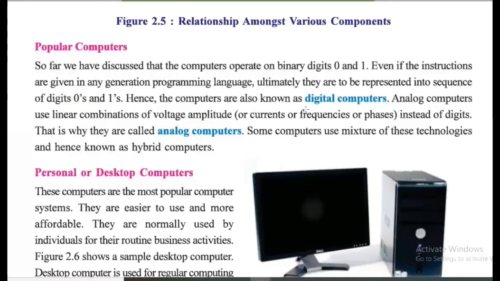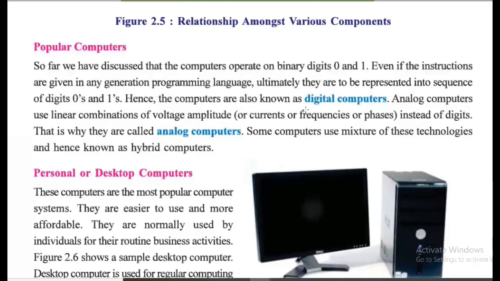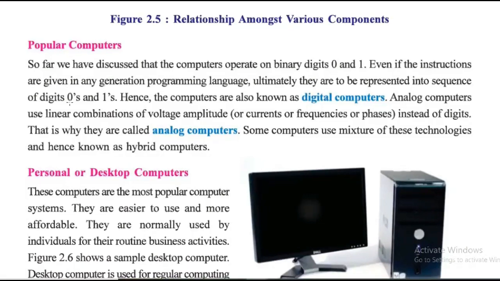Now afterwards we are going to see how that code is translated into binary code. So we will take one example also. Since these computers use 0 and 1, and both these are digits, we call it a digital computer.